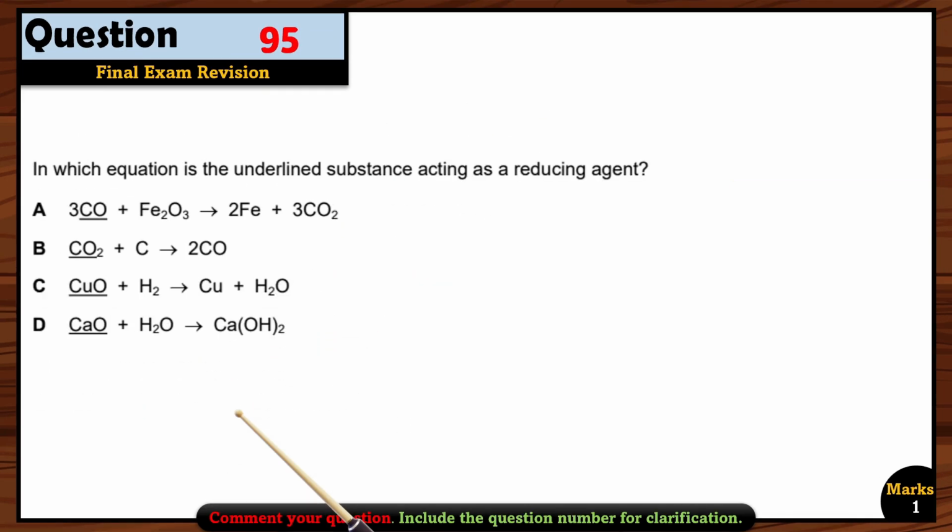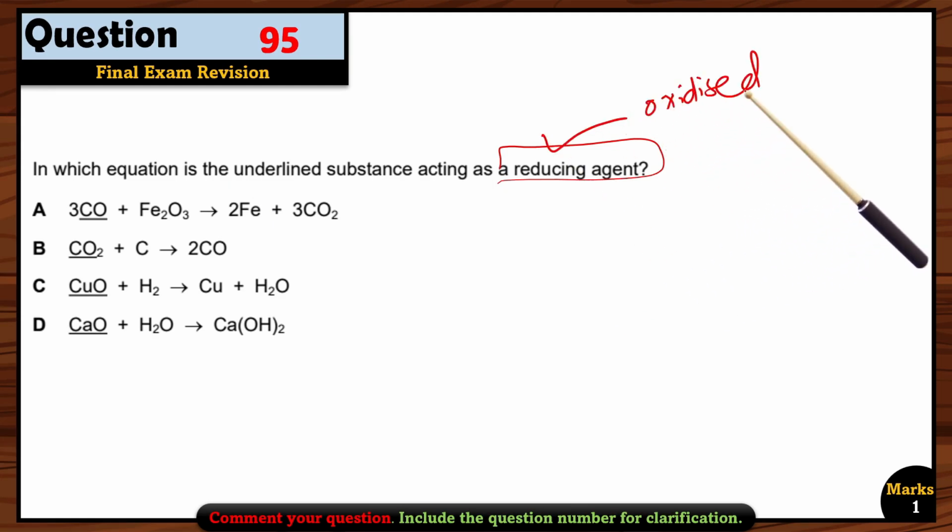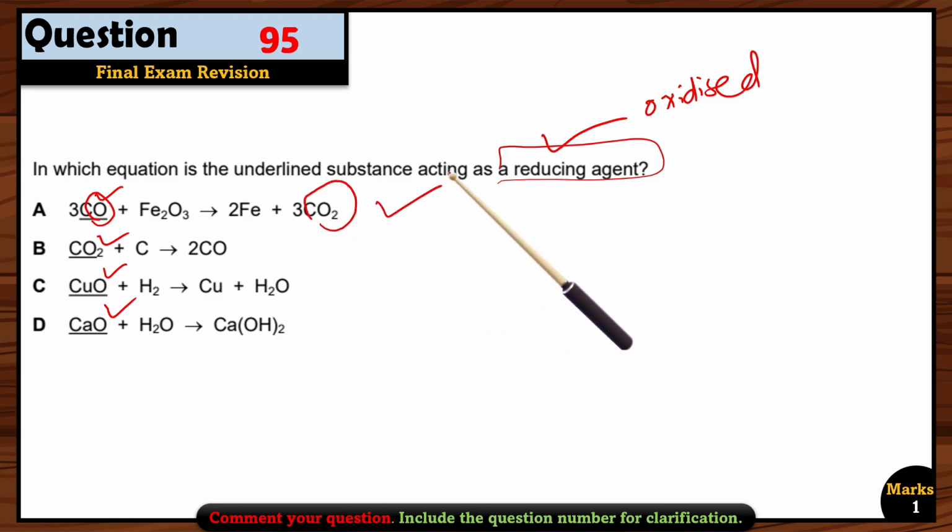Let's see question 95. In which equation is the underlined substance acting as a reducing agent? So a reducing agent means any substance that is oxidized, right? So we have to check which one is oxidized. This one has one oxygen here, but now it gains two oxygen. So it means it is oxidized. So carbon monoxide is the reducing agent.